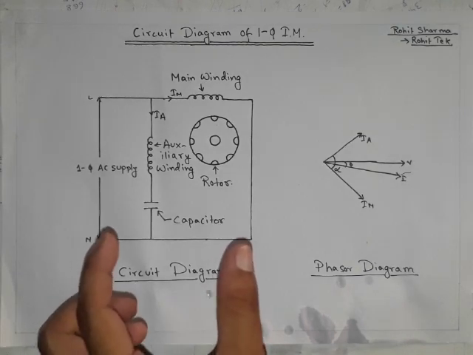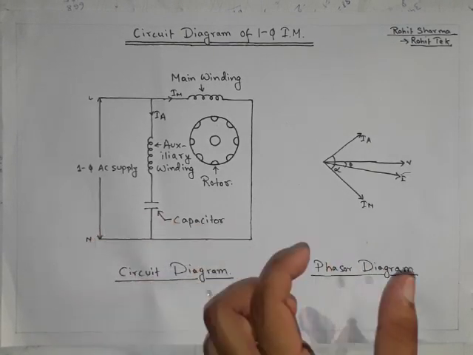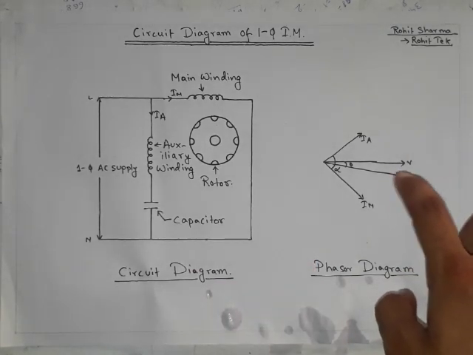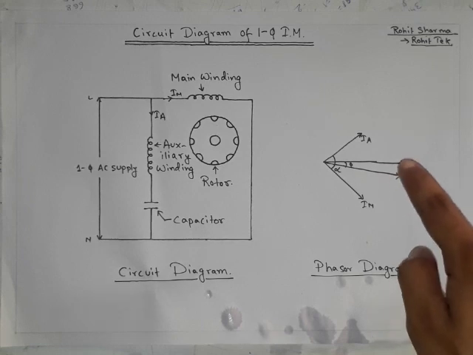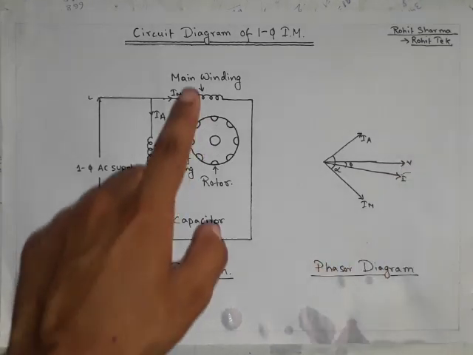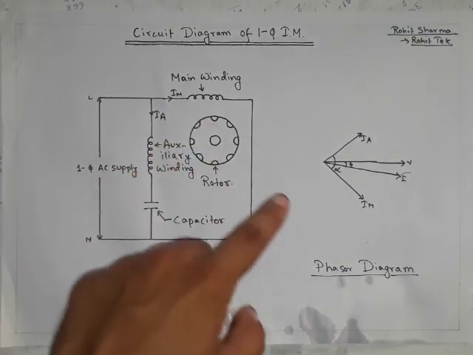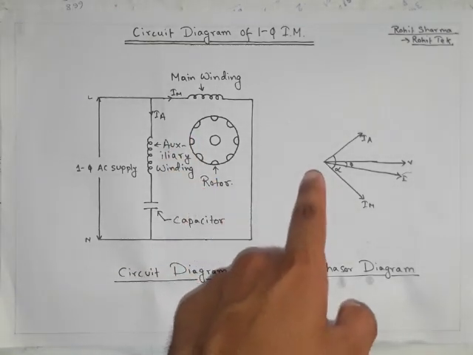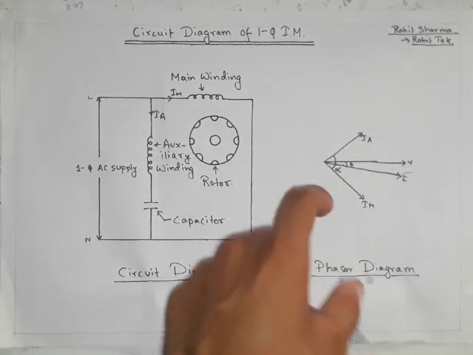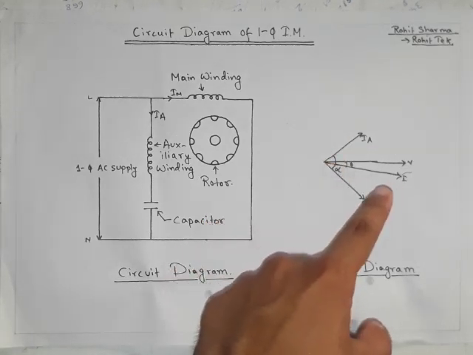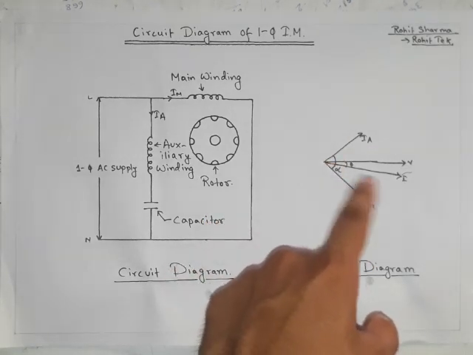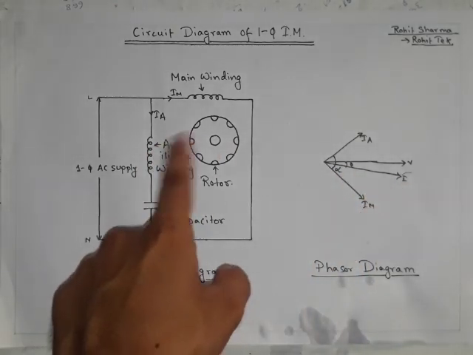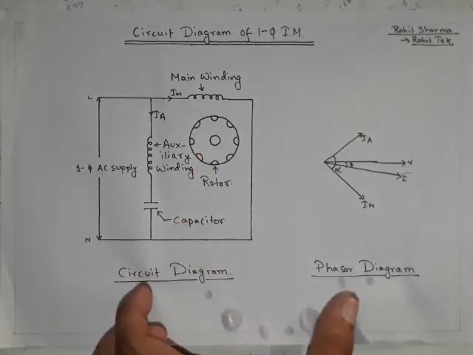So what I will do now, I will just implement this idea in the phasor diagram. I have taken the voltage as the reference. This main winding is lagging in nature, so I have shown it here as the main winding, and the auxiliary winding is leading in nature, so I have shown it here. So its resultant is I, that is of rotating type. This resultant current will produce a rotating magnetic field that will rotate the rotor. This was the whole concept.